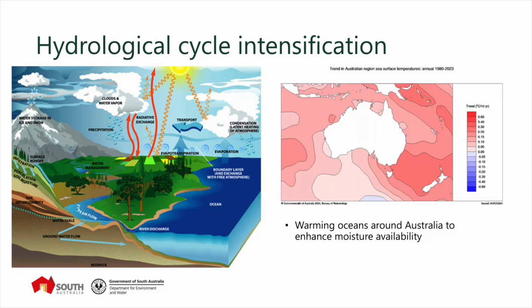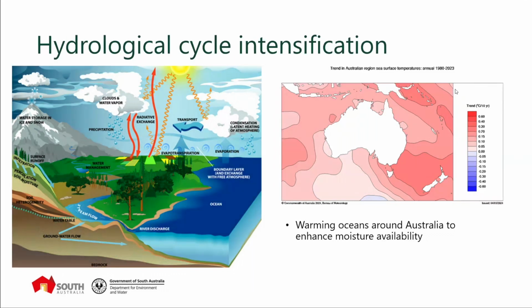But essentially, one of the key things in a warming planet is hydrological cycle intensification. The oceans warm up, they release more heat. The atmosphere warms up, and it can hold more moisture, and so basically that intensifies the hydrological cycle generally. And there's lots of evidence of that going on.